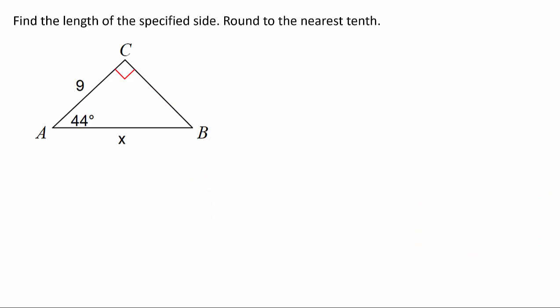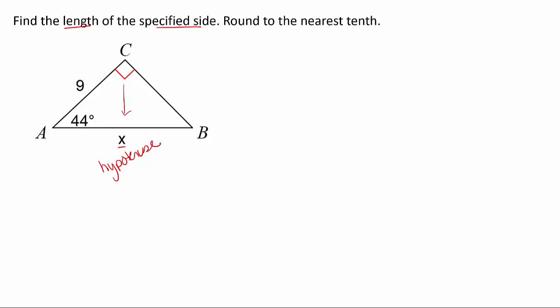Okay, now we're going to look at an example. So in this triangle, we are asked to find the length of the specified side, which here is x. And we want to round to the nearest tenth. So what we're going to do is look at the sides that we're given. The first thing I'm going to do is identify my 90-degree angle, and I'm going to identify my hypotenuse. So x is actually my hypotenuse.